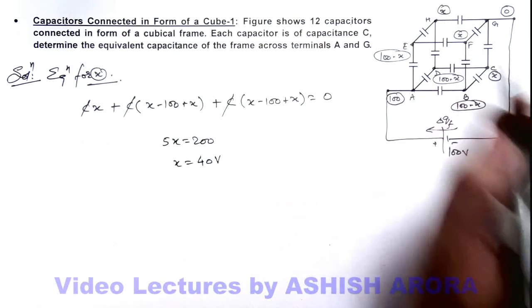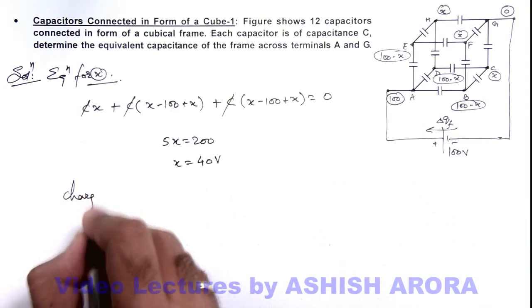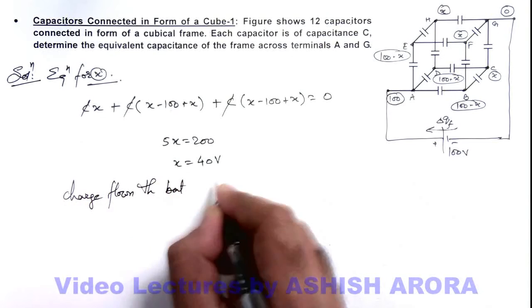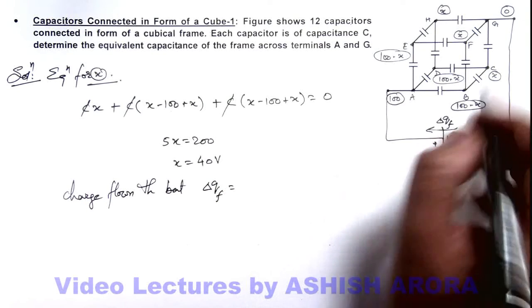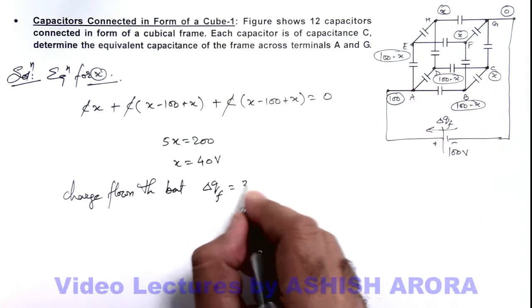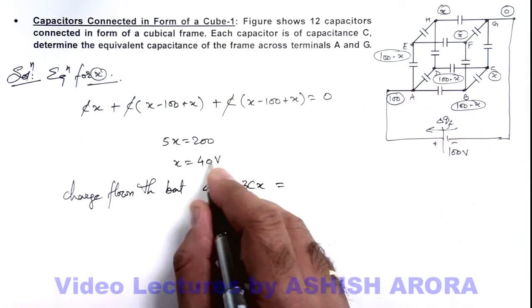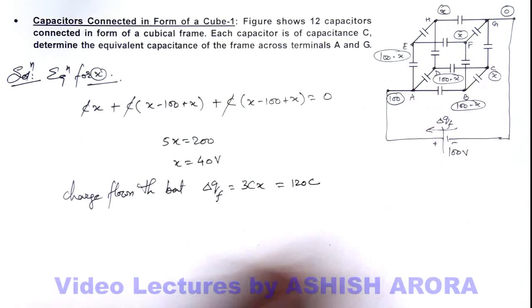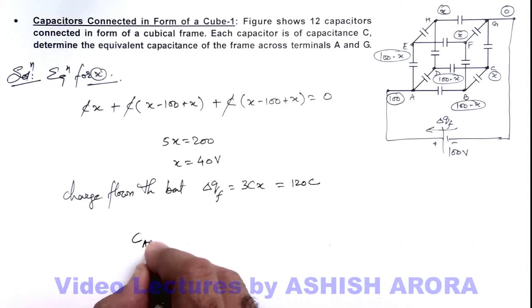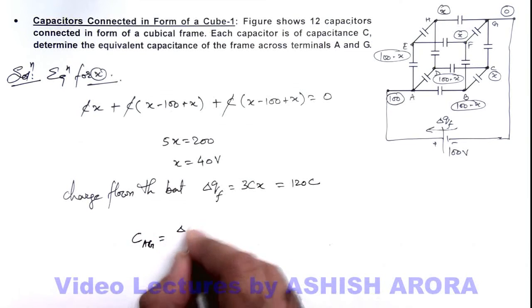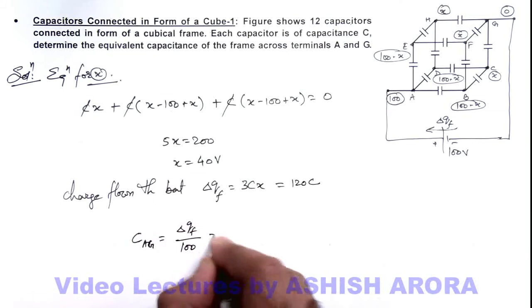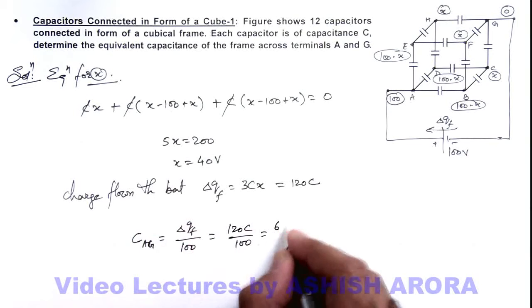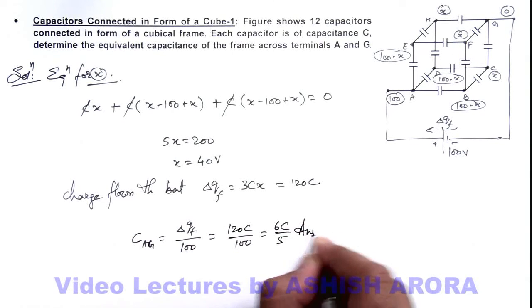If we have got the value of X, the charge flown through the battery can be given as delta QF, which equals Cx plus Cx plus Cx, that is 3Cx. So if we substitute the value of X, it is 120C, that is the charge which is flown through the battery. So C across terminals A and G can be given as delta QF divided by 100. So 120C by 100, the numerical value is 6C by 5. That is the answer to this problem.